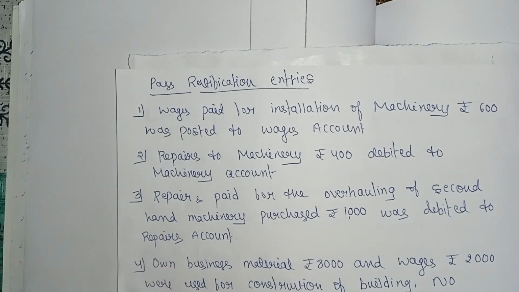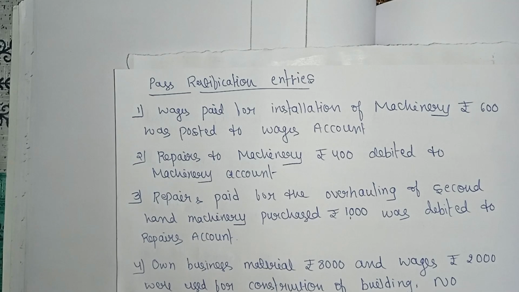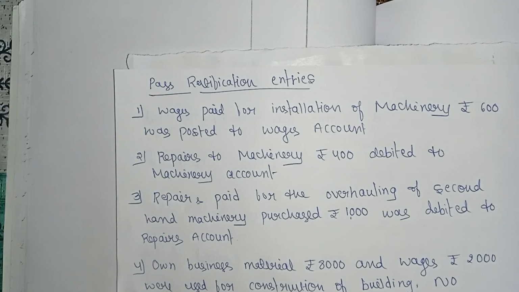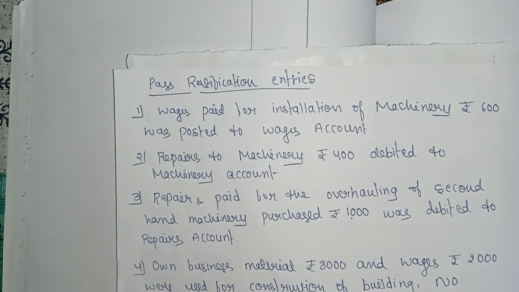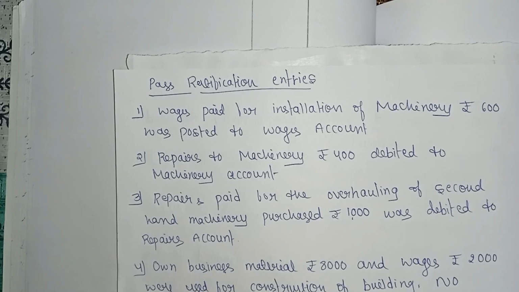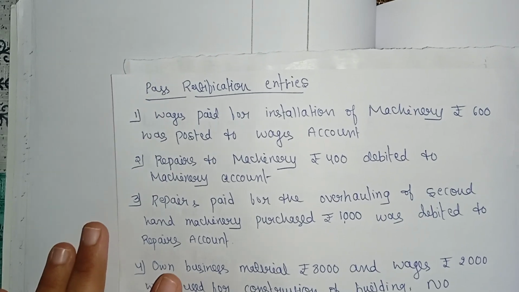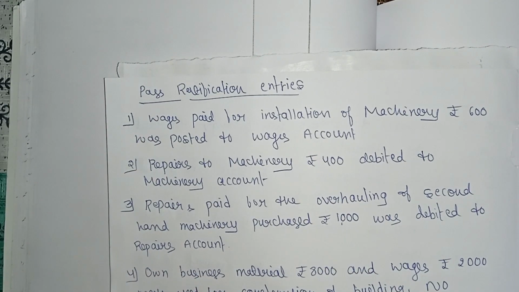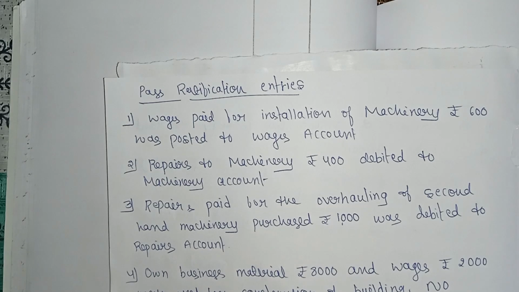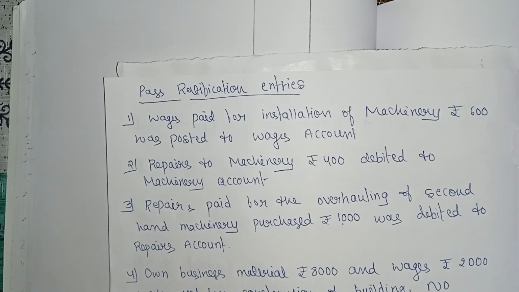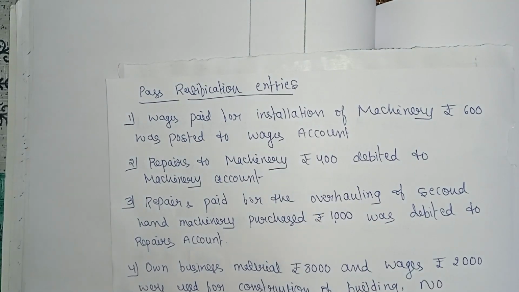Means instead of machinery account, here they posted to wages account. Means it is a two-sided error. Means there is no mistake in amounts. Means there is a mistake only in the accounts. Instead of machinery account, here they used wages account. So what we have to do? It means here we have to cancel wages account and we have to debit the machinery account. For cancel, what we have to do? We have to credit the wages account.